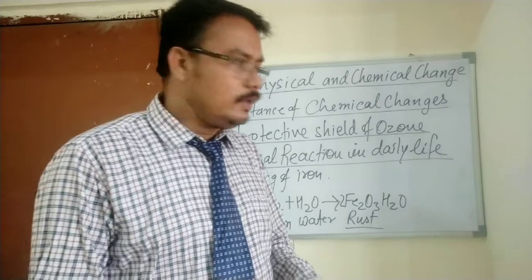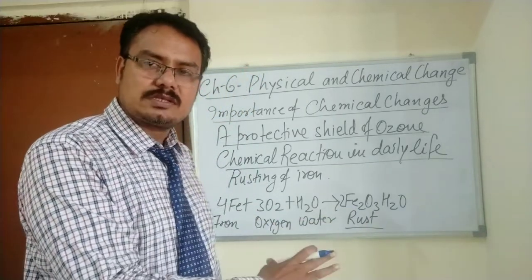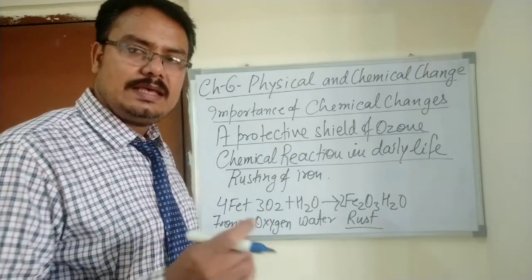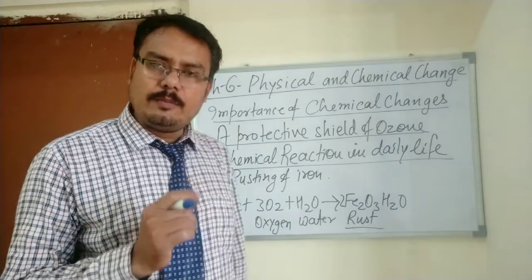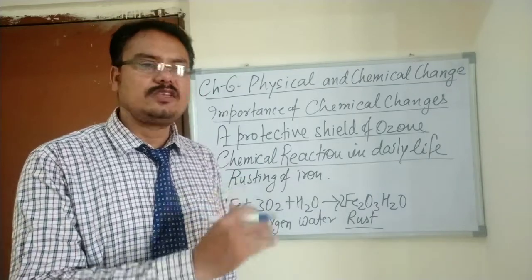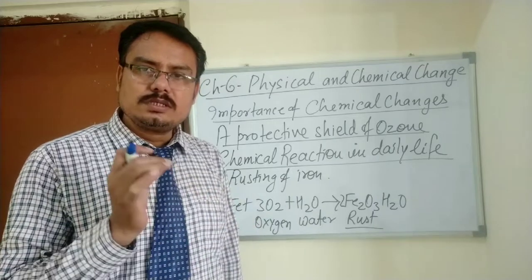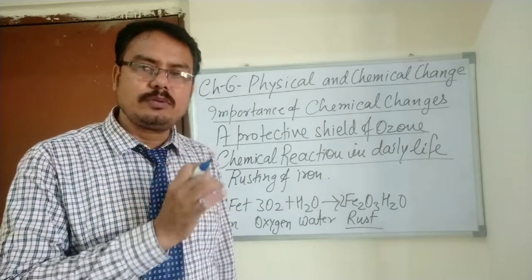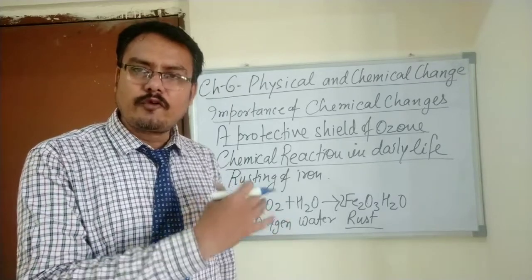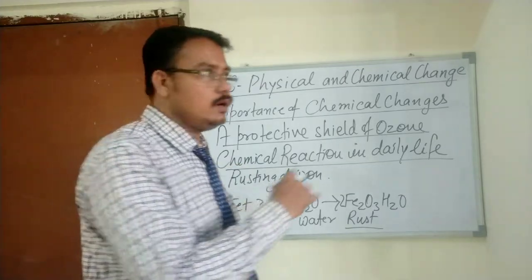This is an example of a chemical reaction. Could we prevent the iron object from rusting, student? Yes, we could prevent it. If we are aware that chemical reactions happen on the iron object when exposed to moist air, then we should take certain precautions to keep the iron object safe from getting rusted. What are those precautions? I am going to explain now.